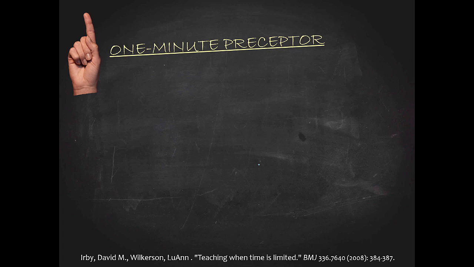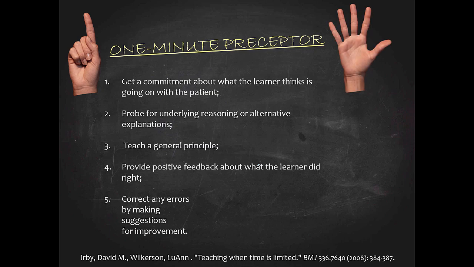Let's start with the 1-minute preceptor tool. This is used after a student or resident presents a patient to you. There are 5 components. The first step is to make sure that you get a commitment about what the learner believes is going on with the patient, whether in terms of a problem list, differential diagnosis, pathophysiologic process, etc.